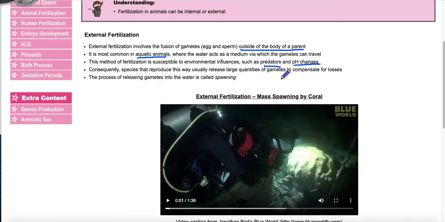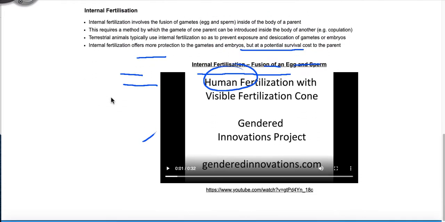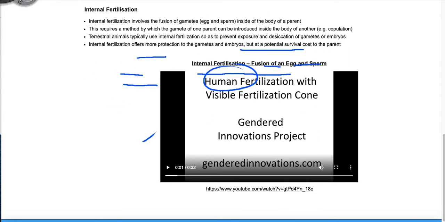Therefore, because many of these gametes might get lost to these influences, species that undergo external fertilization are going to release large quantities of gametes to compensate for losses. The process of releasing these gametes is called spawning. And this is a good video here that shows you mass spawning by coral. You might want to look at it on your own time.